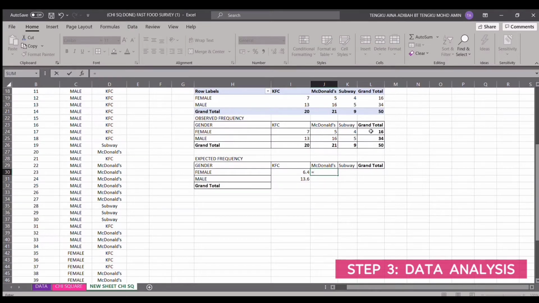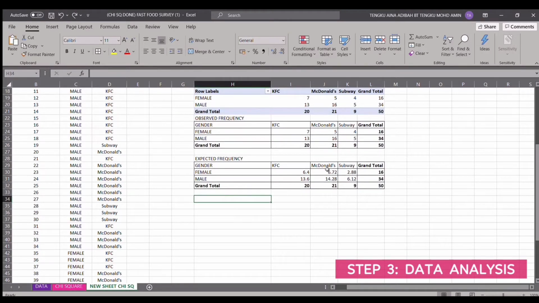Again the same method, multiply this one, and then divide by 50. This is the answer. And then the same goes for all the others.